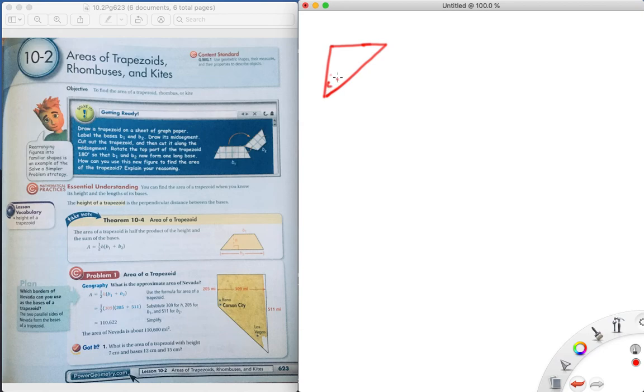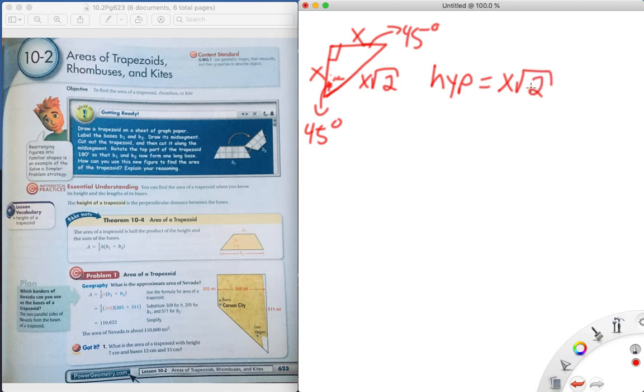And we have a 45, 45, 90. So this is 45 degrees. This is 45 degrees, and then this is 90. Let's say this is side X. Since it's a 45, 45, 90, both of these sides of the triangle are the same, and then the hypotenuse is going to be X times the square root of 2. So if you remember, for 45, 45, 90, the hypotenuse, which is the side opposite the 90 degrees, is equal to X times the square root of 2.